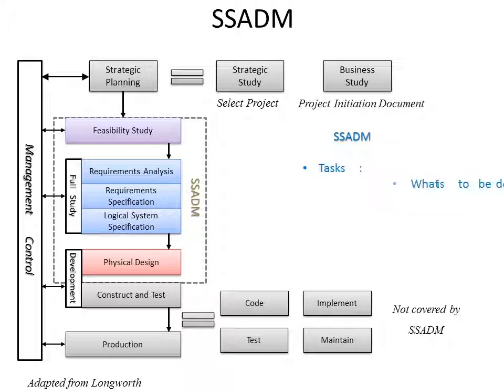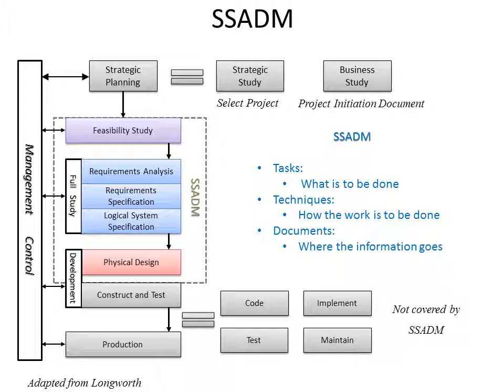The aim of SSADM really is to tell you what tasks they are, so what is to be done. And in our instance, it would be things like the feasibility study, the requirements and requirement specification, physical design, and then it's got to be constructed, so the coding, the testing, the implementation. And the techniques is how the work is to be done. Now, in the construct and test, it doesn't tell you how that's to be done, but the rest of it does. So it'll tell you how you carry out the feasibility study and what techniques you're going to use for those.